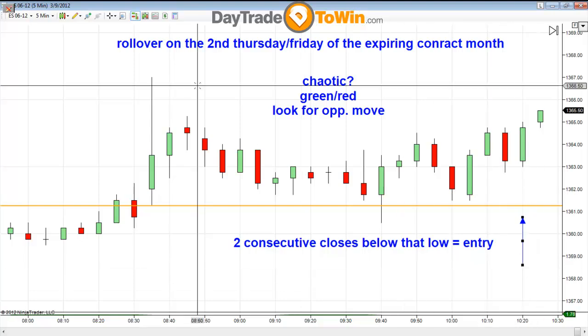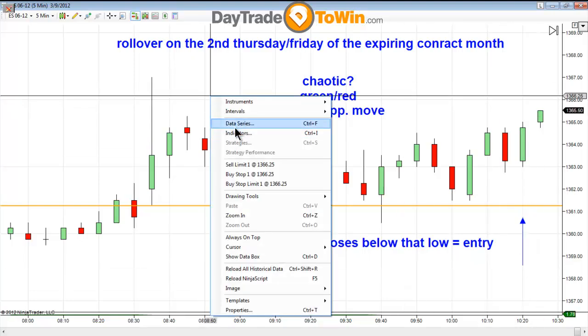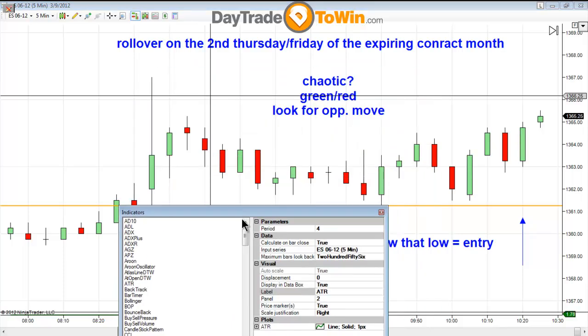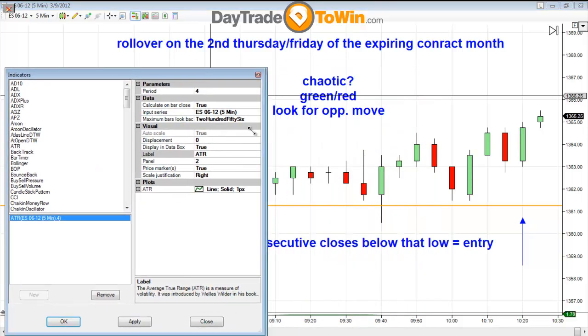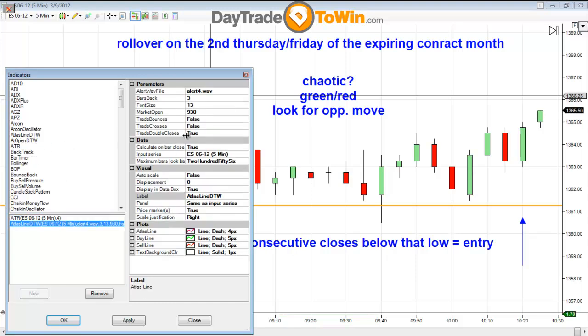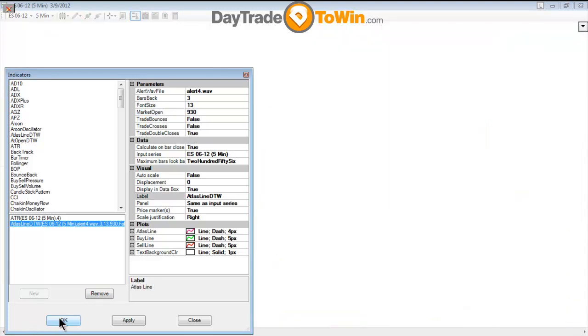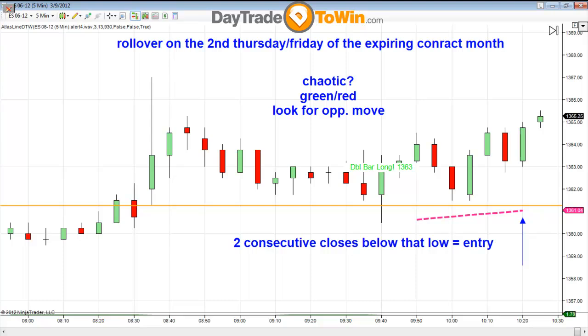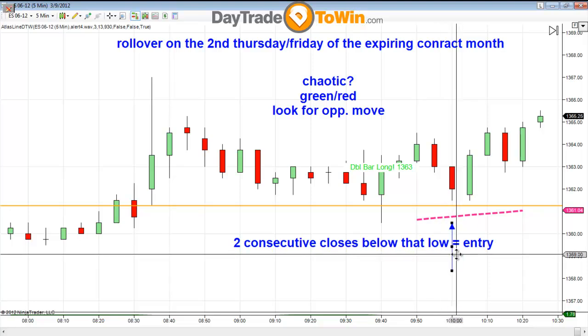All right. Let's take a look at what the Atlas line is doing here on the E-mini to tell us more or less where we're at. I'm going to add the Atlas line. Remember, the E-mini market's open for me at 9:30. This is just a configuration of how you want the text signals to look. Here's an alert wave, sound alert, and I'm only going to display these entries, the trade double closes.